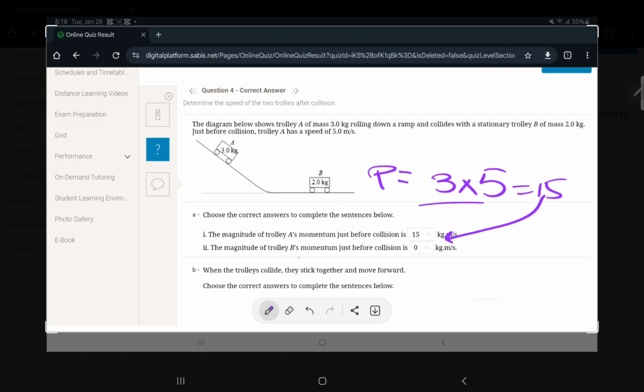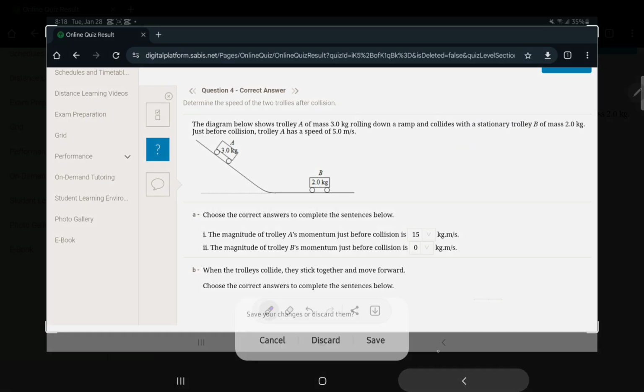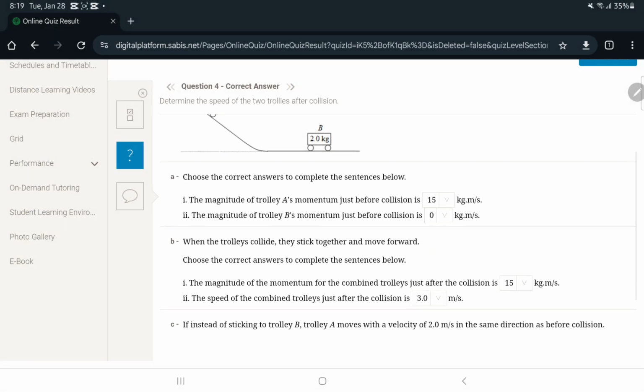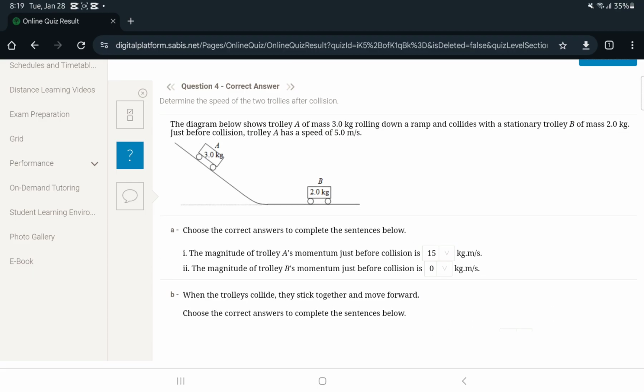Now the momentum of trolley B. We have momentum is equal to the mass of trolley B, which is 2, times 0. Why 0? Because it's stationary. So it's 0. So now we have the initial momentum, which is 15, because 15 plus 0 is 15. They ask for the magnitude of momentum of the combined trolleys just after the collision, and they want the speed of the combined trolleys. Okay, they want speed and momentum.